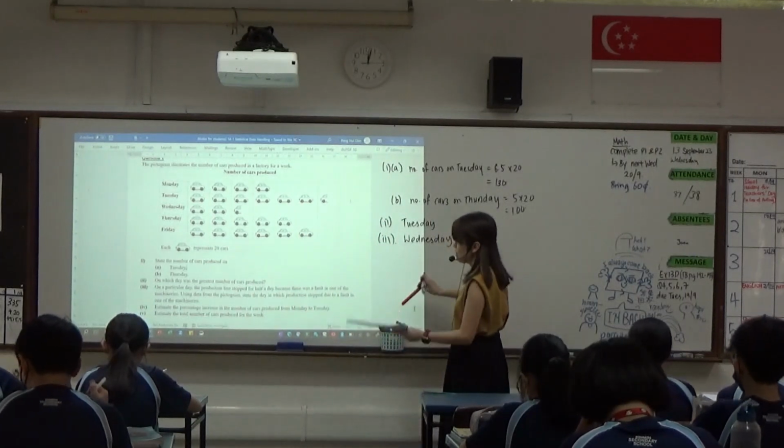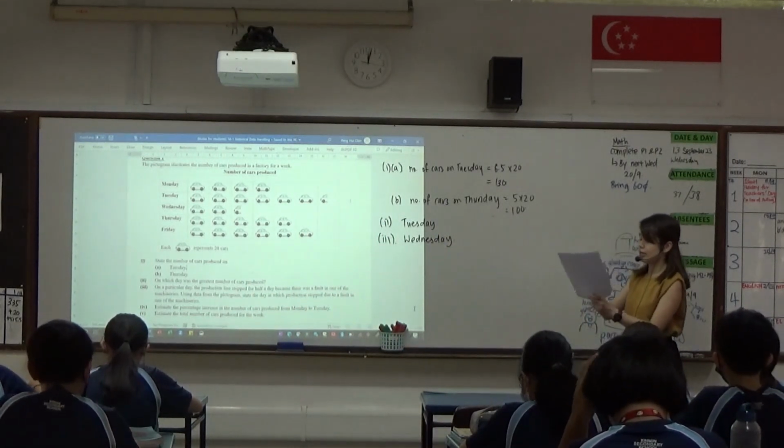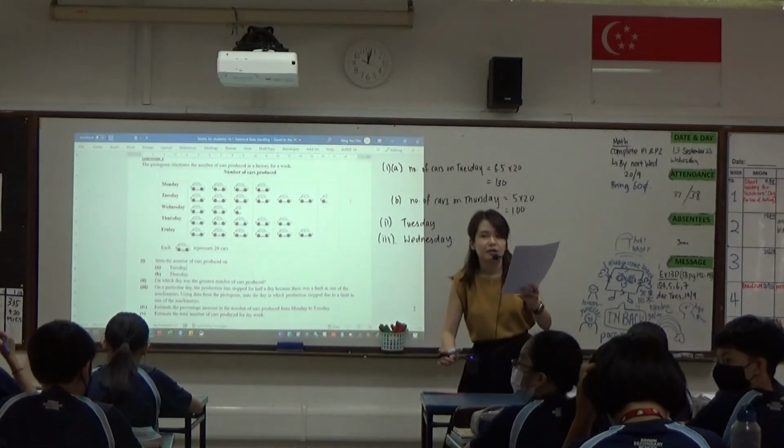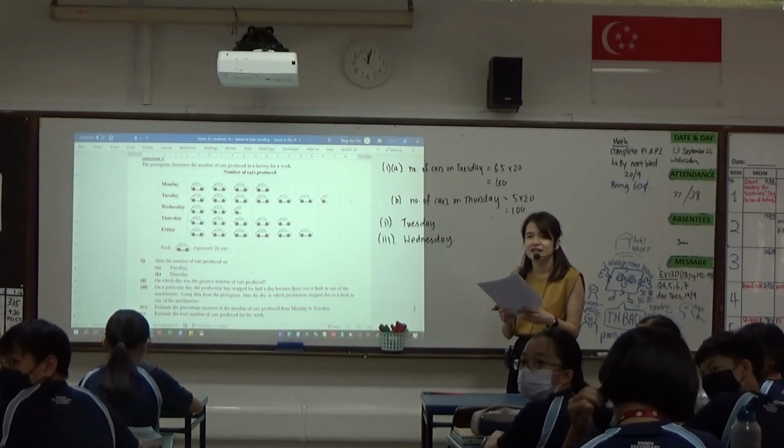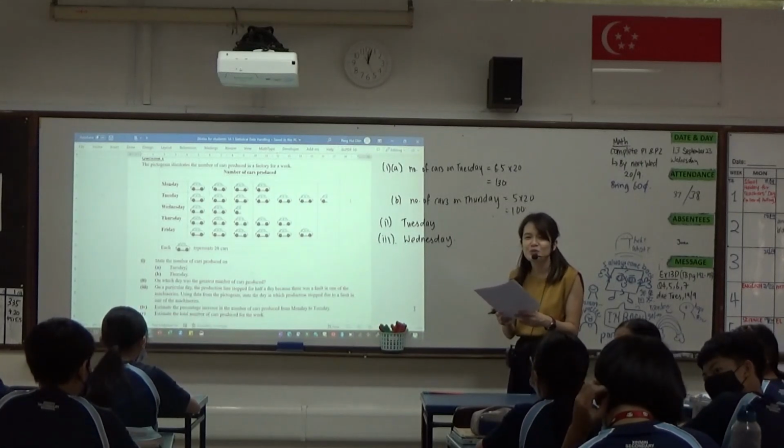And then part 4, Haley. Yeah, 62.5. So who's the answer right now?